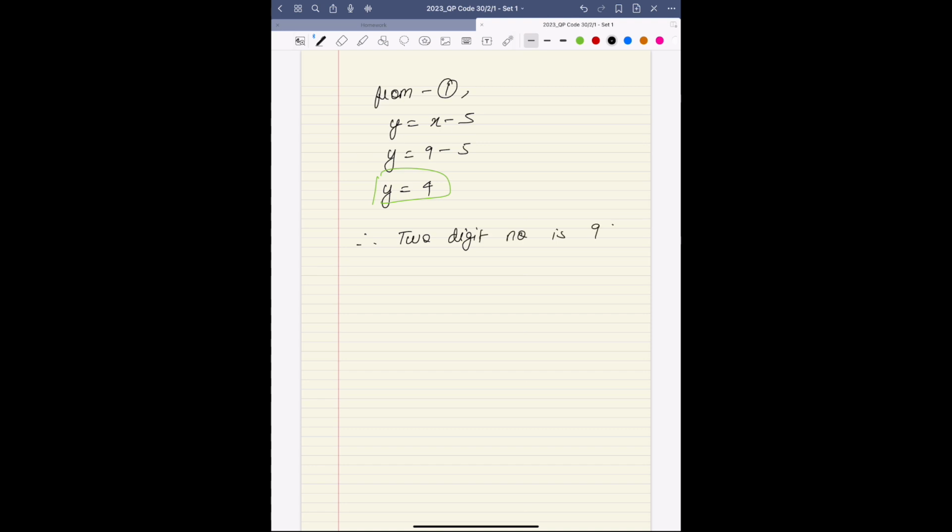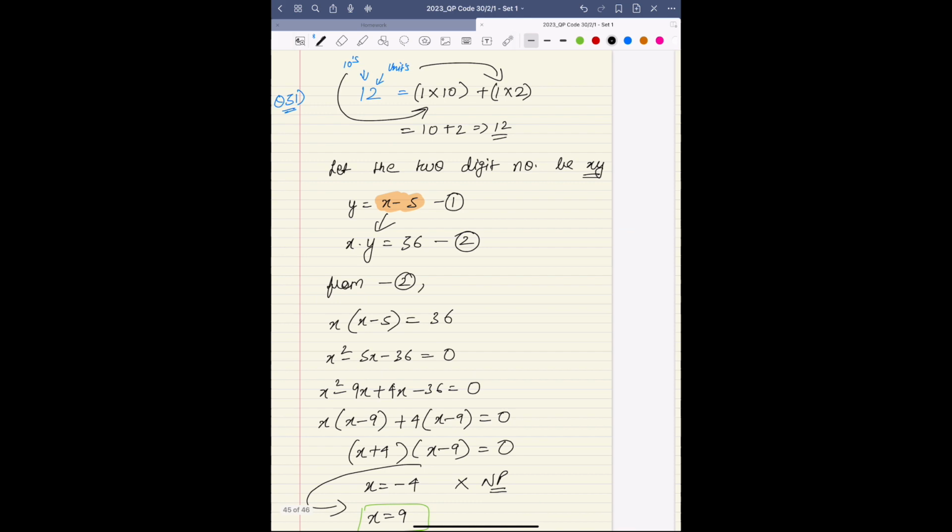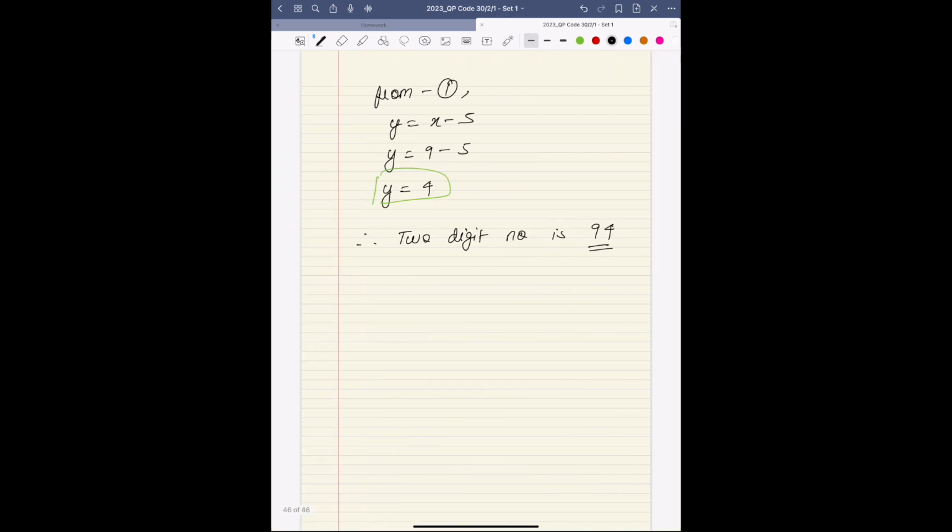It is 94. This is your number 94. Okay, the product you can see, 9 into 4 is 36, to verify, and 4 is 5 less than the digit in the tens place. Okay, relatively easier question.